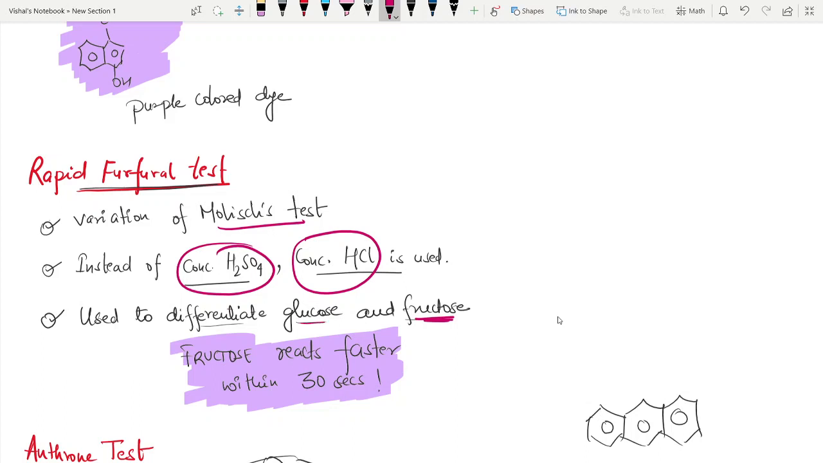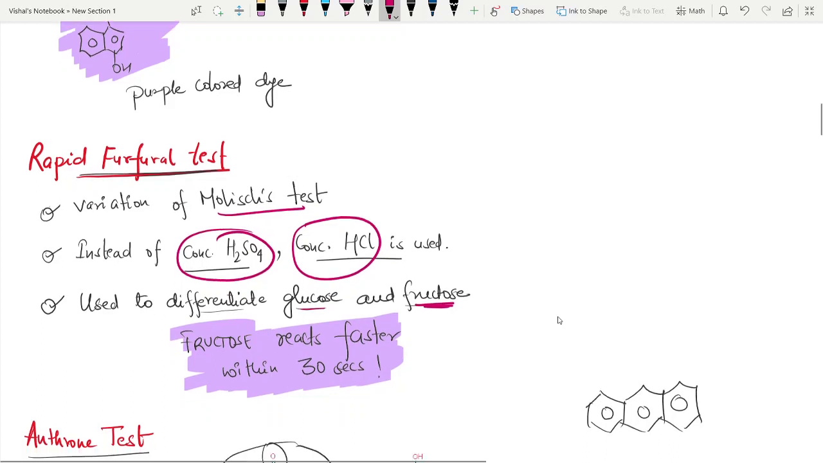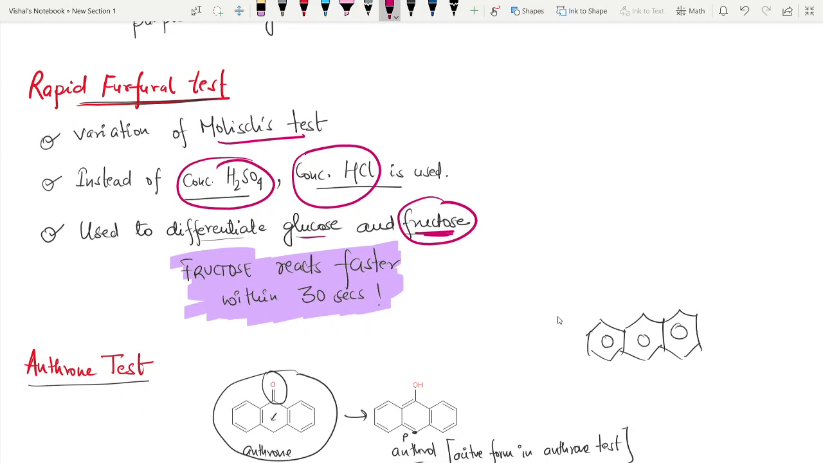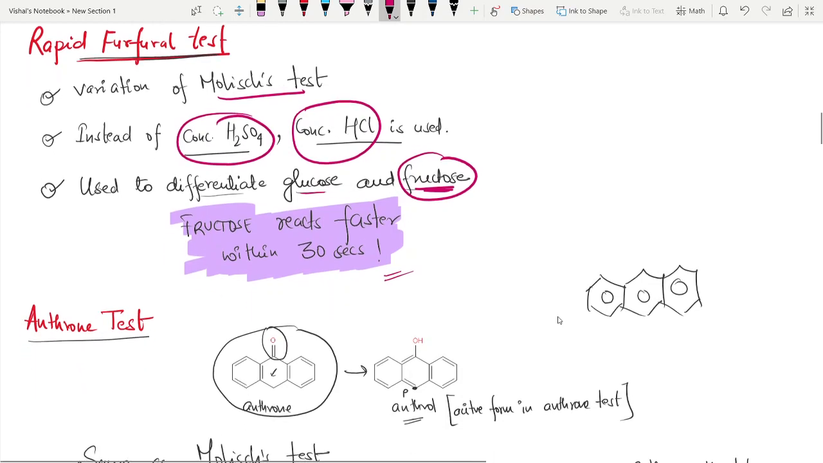If anyone can answer, I would like to see the answer in the comments. If no one answers, then I will comment a few days later with the answer. So the ketoses, the fructose, will dehydrate faster than glucose, and it will react faster, and in the rapid furfural test, fructose will win over the glucose, and it will react within 30 seconds. So this is the rapid furfural test.